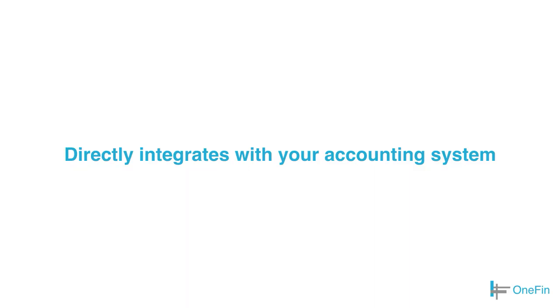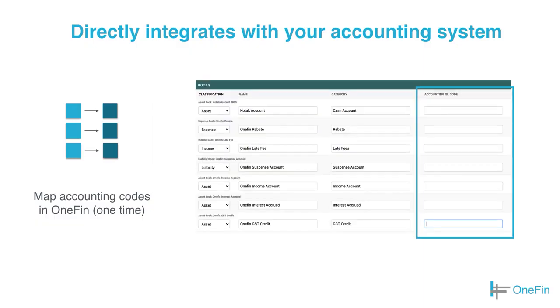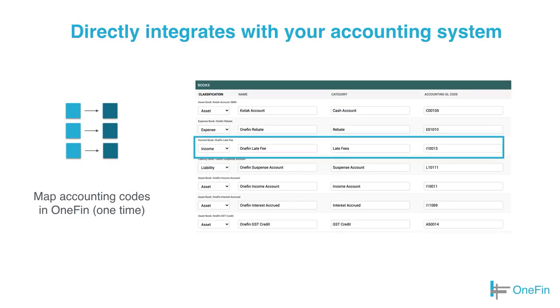Now we will show you how OneFin system can integrate into your existing accounting system. To integrate with your accounting system, you just need to map OneFin accounting codes to the accounting codes of your accounting system. This can be easily done from a user interface. In this example, if your accounting code for late fee is I10013, you simply specify that and your accounting entries for late fees will be mapped to the accounting code of your accounting system.